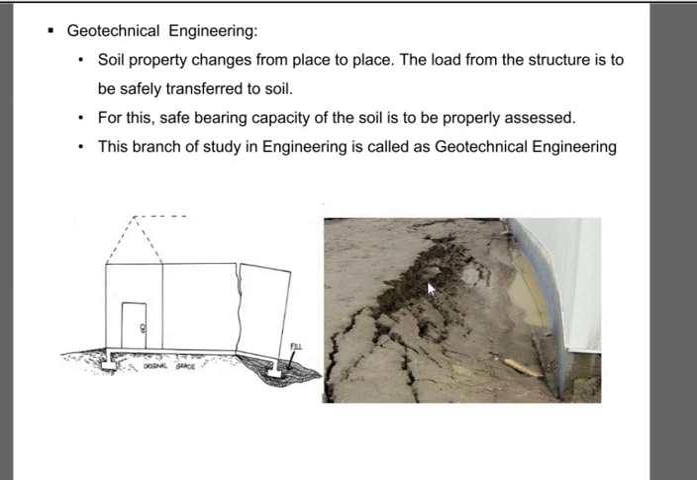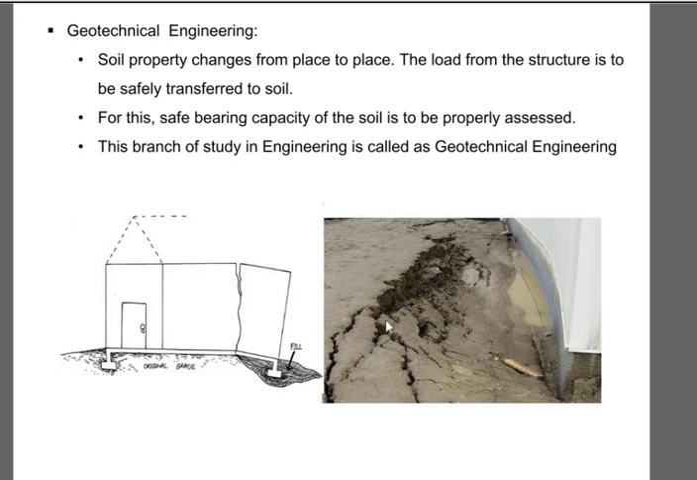How much load can the soil bear? Soil can bear how much load? These are identified by different methods. There are plate load tests. There are standard penetration tests. There are various tests that are used.